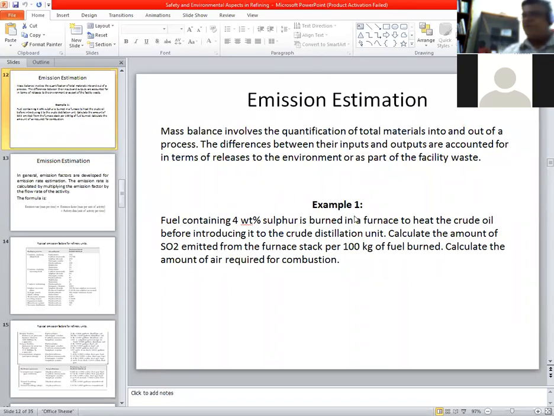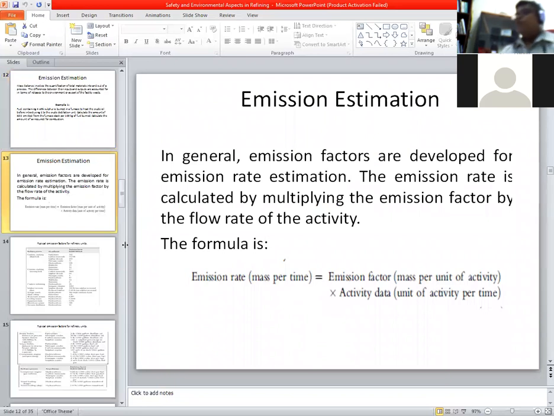Okay, so I proceed to the next. Now we do a couple of examples. Okay, next equation, please note down the equation first.